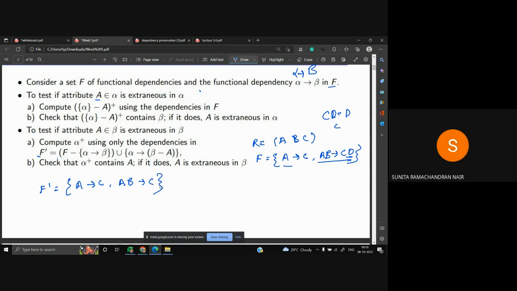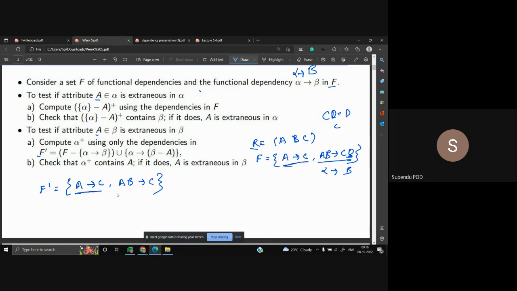Could you please repeat this? It's not very clear. Okay. To test whether attribute A belongs to beta and is extraneous in beta, let us check. This is the relation R consisting of A, B, C, and the functional dependencies given are A determines C and AB determines CD. Now we'll check whether D is extraneous or not. First we have to find F dash: F minus alpha determines beta. So this is alpha determines beta, and what do we get? A determines C.